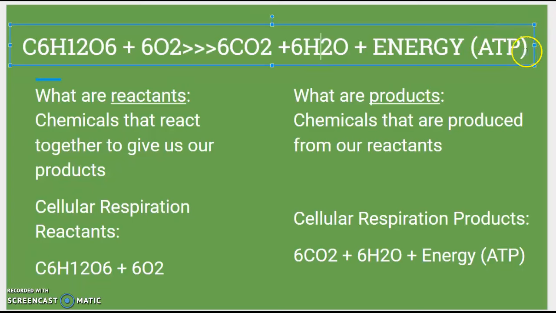So our products are on the right side of this arrow, okay? There's the carbon dioxide, water, and energy or ATP. And remember, this carbon dioxide gets sent back to the plants because they need that for photosynthesis to occur.